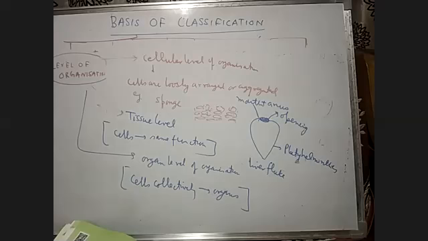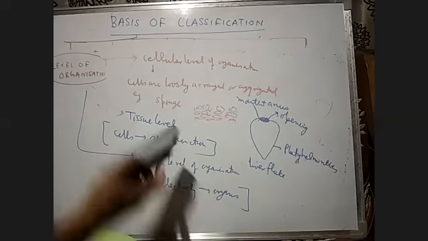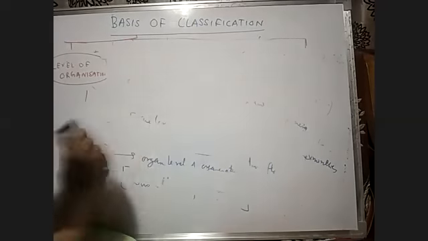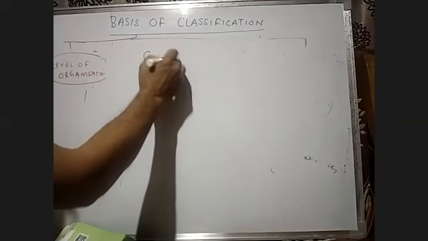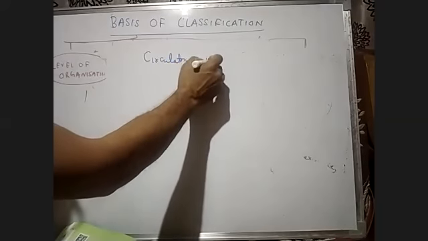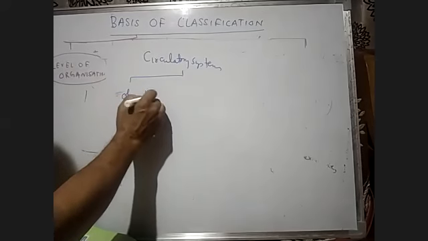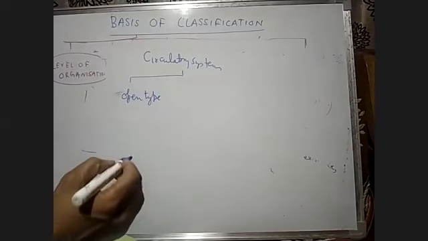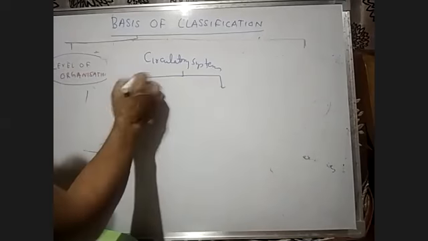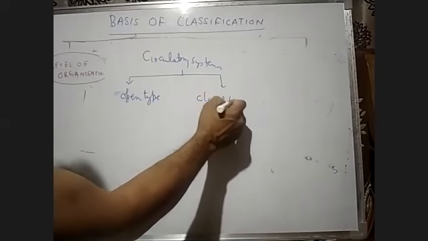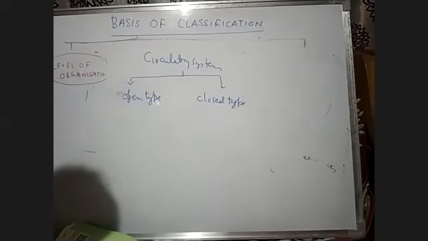Similarly, the circulatory system may also be of two types. I told you last time, the circulatory system will be closed type and open type. So if we go to the circulatory system, under the level of organization, it is of two types. One is called the open type, and another is called the closed type.